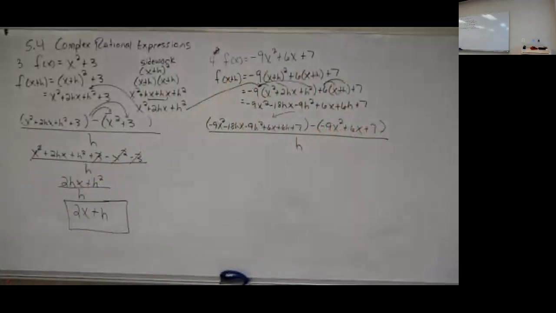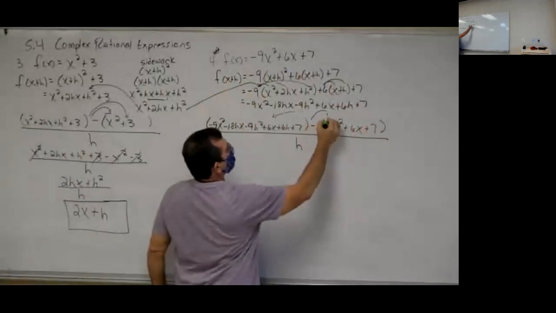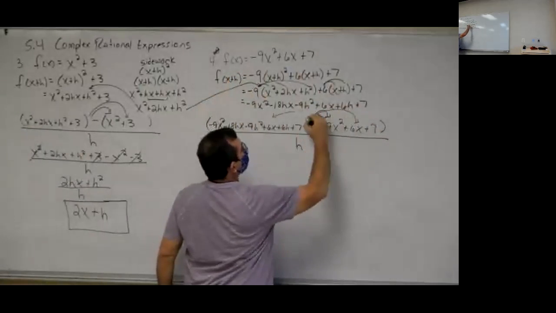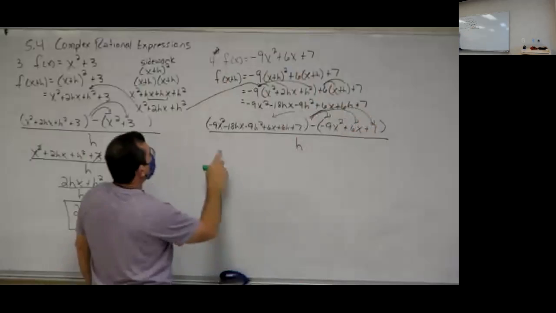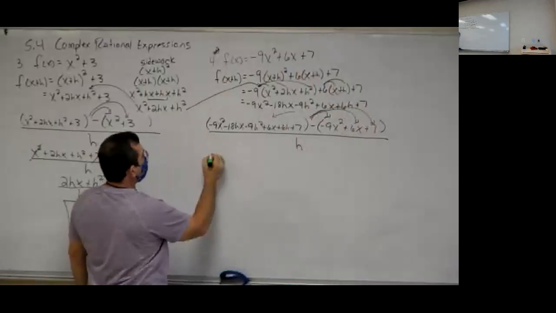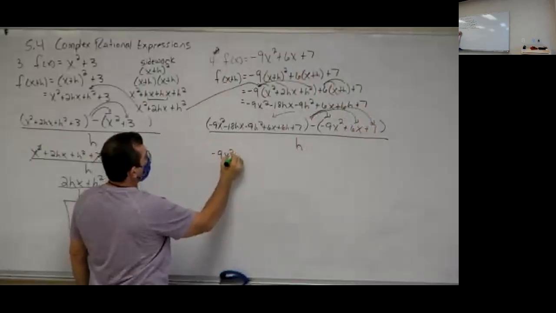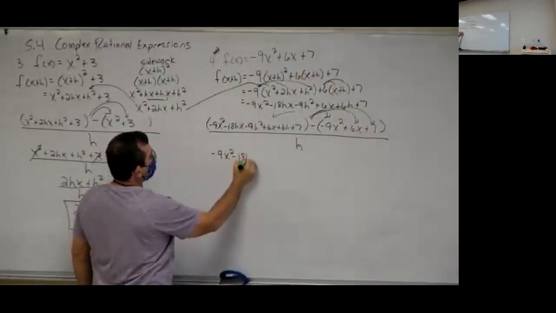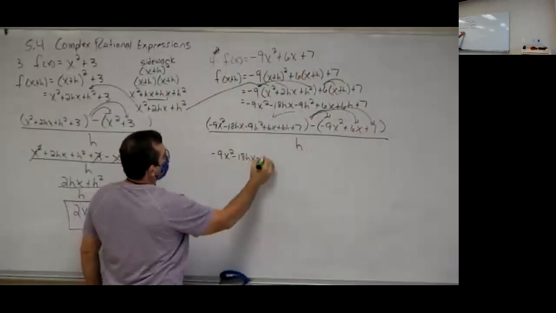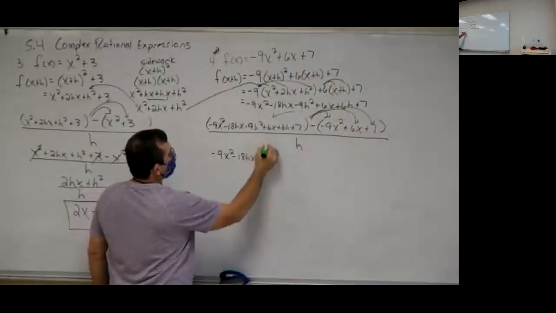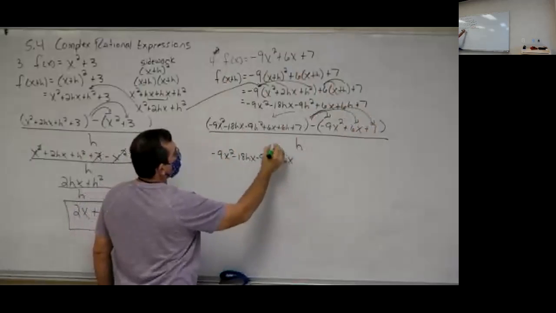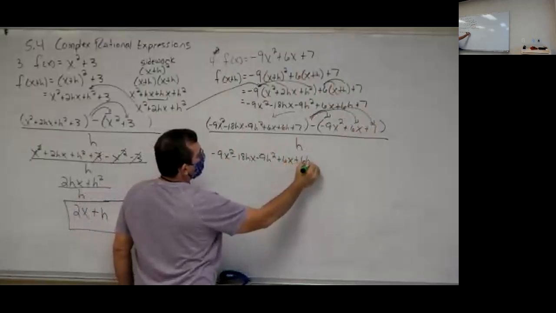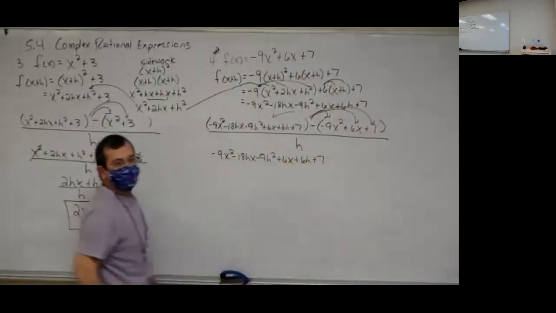So now I'm going to distribute that subtraction so I can rewrite this. Distribute that subtraction to all three of those. So let's see what we get. Negative 9x squared minus 18hx minus 9h squared plus 6x plus 6h plus 7.